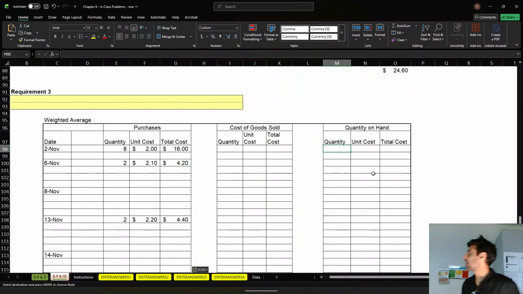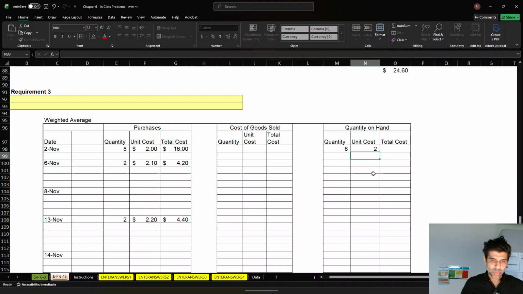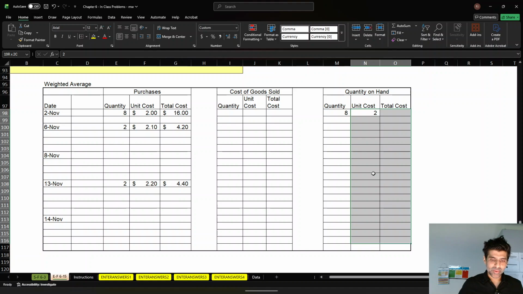Okay, so my claim is that you have to recalculate weighted average after every purchase transaction. Let's apply that rule. So the first one, I have only one layer. There's nothing to really average because this is the first transaction.